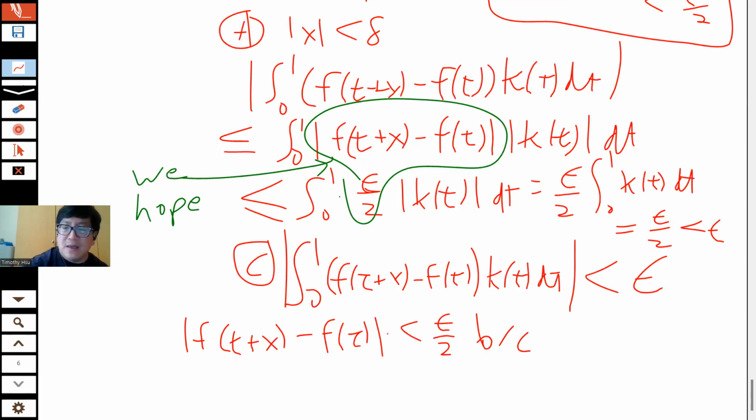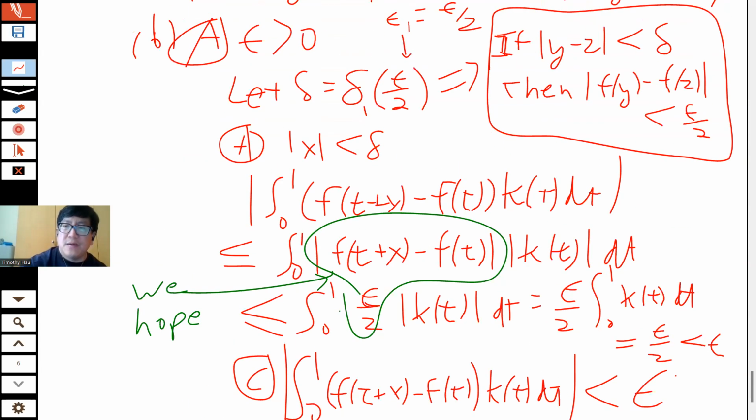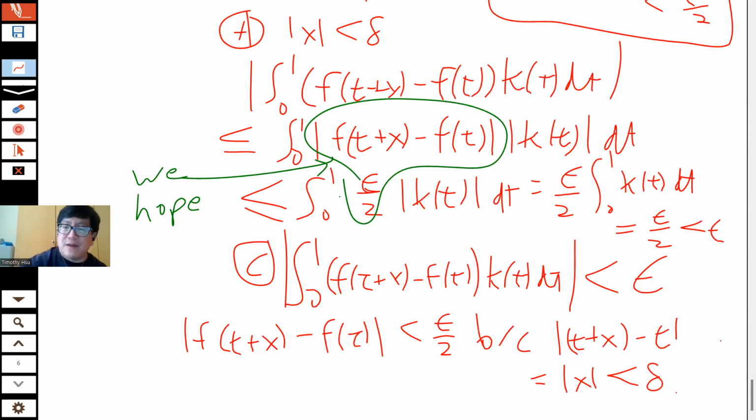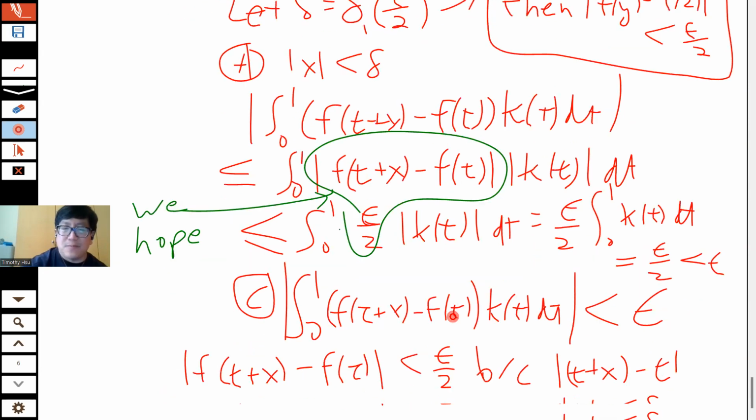That's because the distance between t plus x and t is equal to the absolute value of x, which is less than delta. Right? Again, if this distance is less than delta, then this distance is going to be less than epsilon, and then we're good.